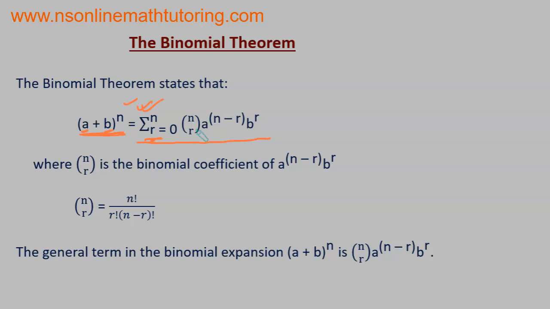And we are seeing that r is the variable whose starting value is 0 and the ending value is n. Since the starting value is 0 and the ending value is n, it is clear that there should be n plus 1 terms in the expansion. And this one is nCr.